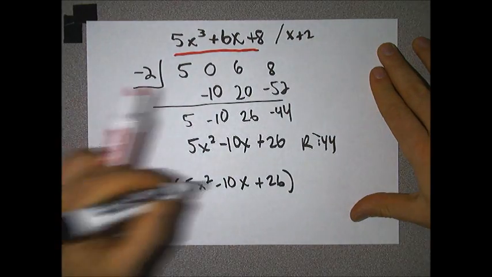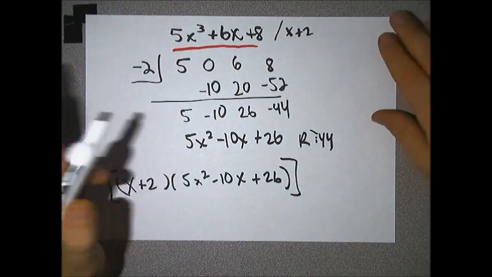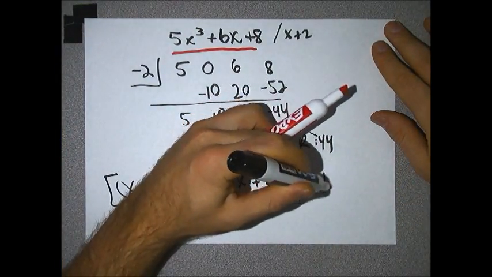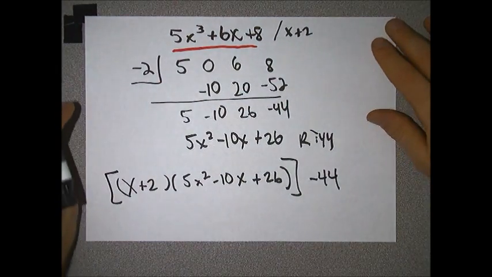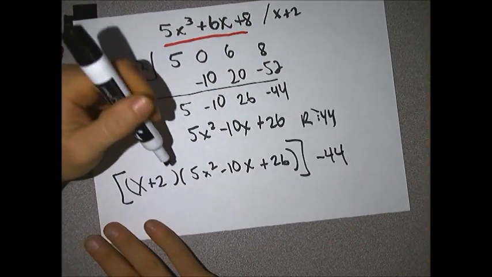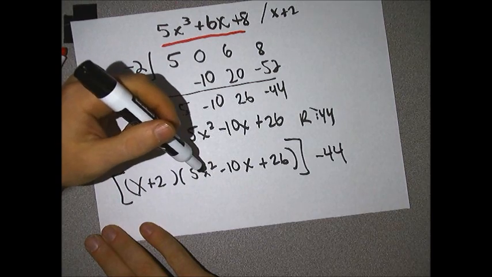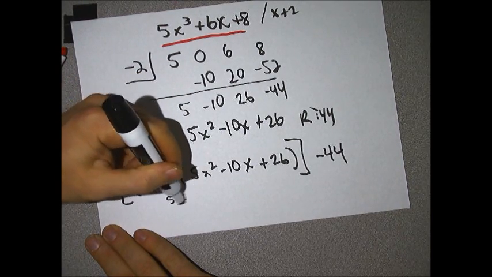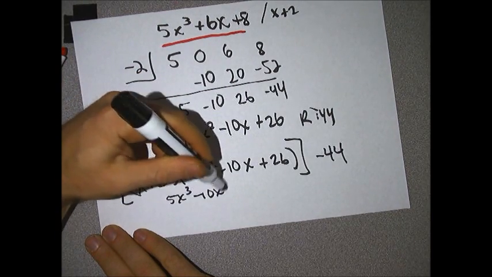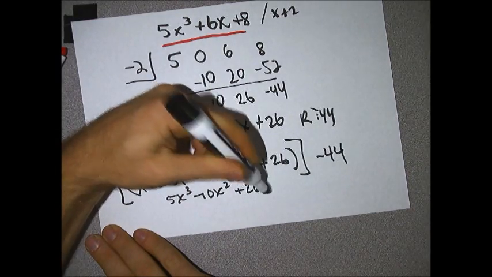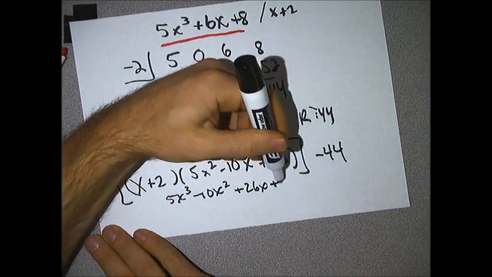Now when you're done, you want to add the remainder, and in this case it's a negative 44, so you're really subtracting it. So run the x through it. What do we get? X times 5x squared is 5x to the third. Keep going. Now run the 2 through it.